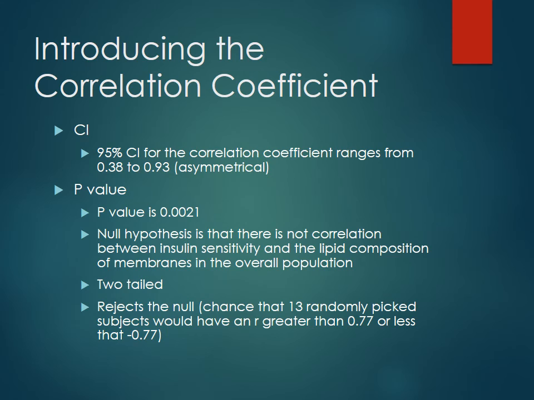Okay, and this is backed up by our p-value, which was 0.0021, so it's very unlikely that this variation of these two variables was due to chance alone. So it shows there's some sort of correlation there. And notice that it's a two-tailed test. Why do you think it's a two-tailed test?